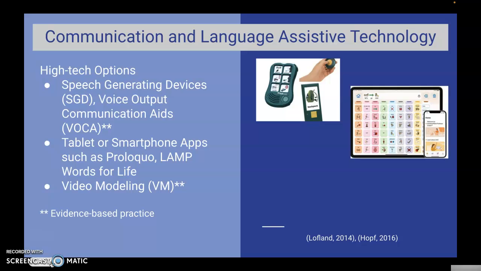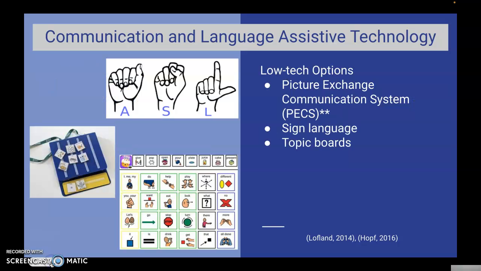Some of these are evidence-based practices that have been shown through research and studies to be effective. Some low-tech options in the area of communication and language include picture exchange communication system, which is also an evidence-based practice, sign language, topic boards.